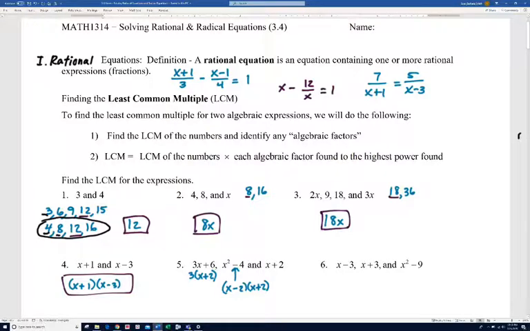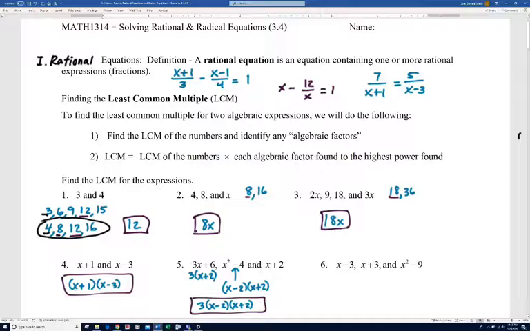And so you can see that x plus 2 is an algebraic factor, as is x minus 2. And then notice we also have a numerical factor of 3. And so our LCM is just going to include the 3, our only numerical number here, and then the two algebraic factors x minus 2 and x plus 2.